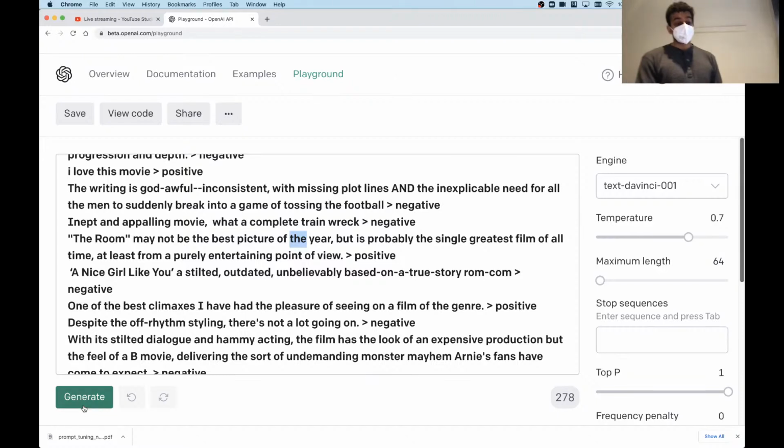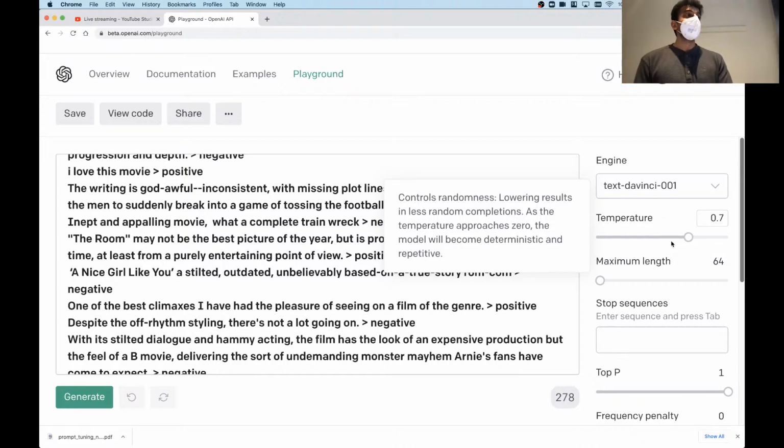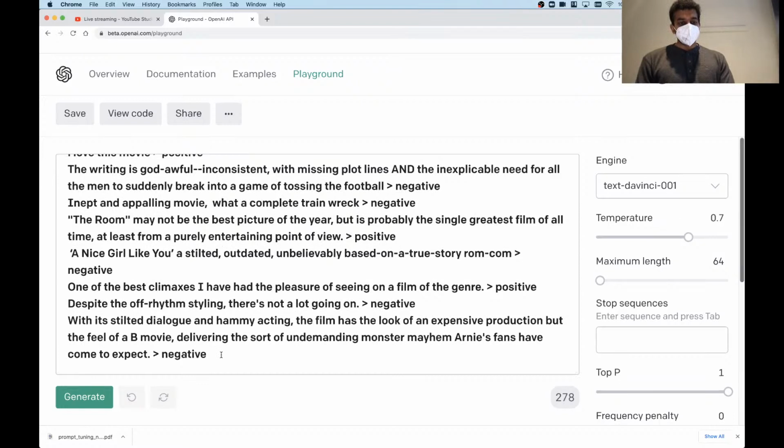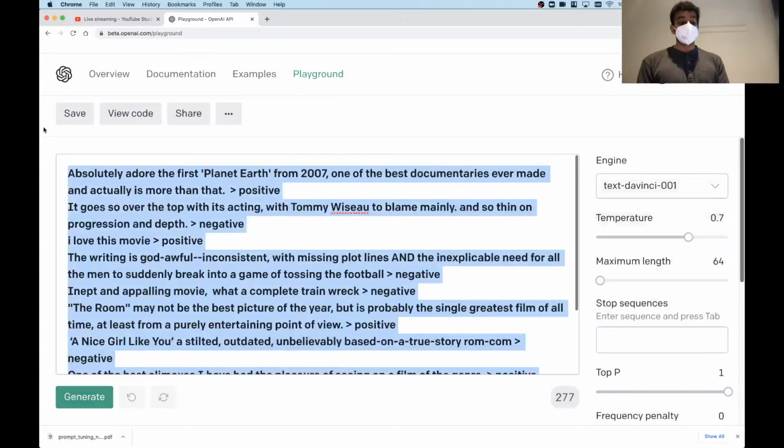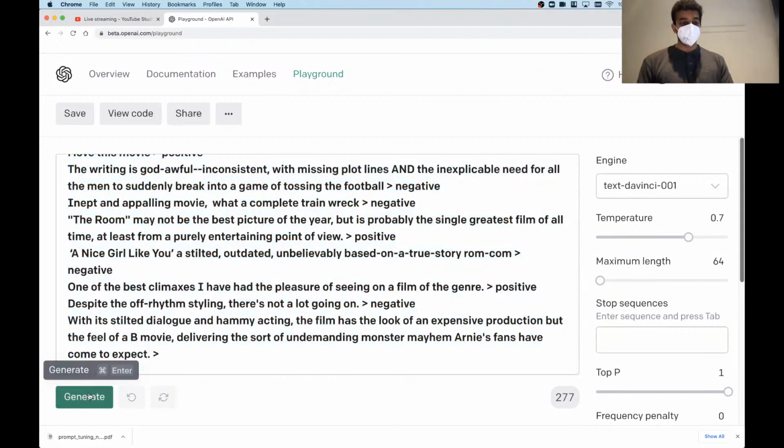So what happens if I click generate is that this whole prefix is sent to GPT-3, and it will use sampling to sample some next words for me. And so at the end, I have, let's say, this last sentence here. With its stilted dialogue and hammy acting, the film has the look of an expensive production, but the feel of a B movie delivering the sort of undemanding monster mayhem Arnie's fans have come to expect. So this is clearly a negative sentiment sentence. So I'll put this arrow here, and now I'll ask the model to generate. It gets all of this as its prefix, and I'm asking it to predict the next word. And hopefully it will be negative. Let's see. Negative. Okay, so that's good.